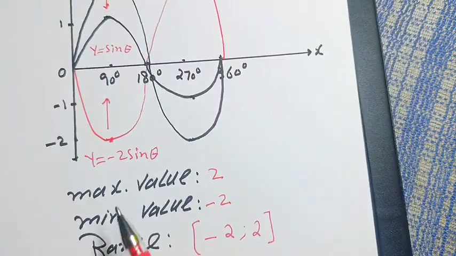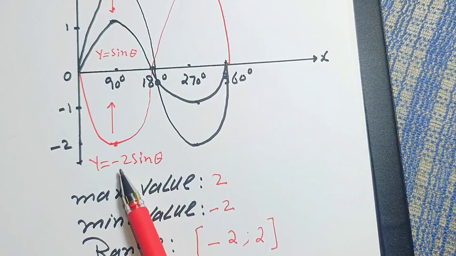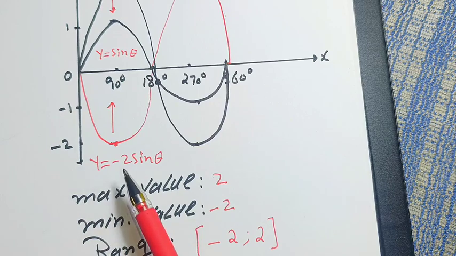Now, but the coefficient of sine theta is negative 2. So we cannot say this is a positive 2. The coefficient value is negative 2.